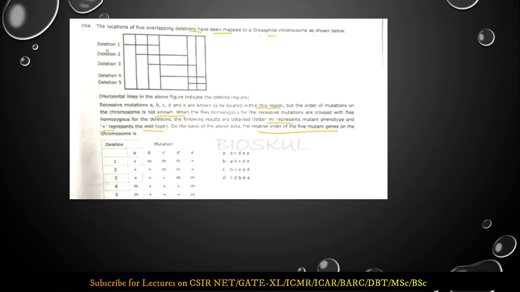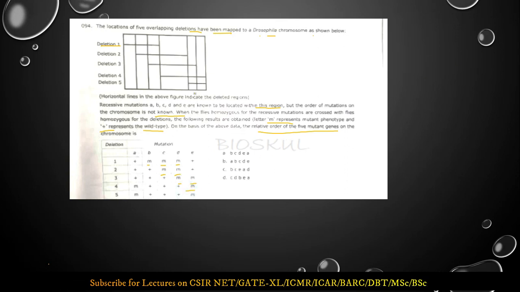So in chromosome 1, it is deleted, and it represents the region of the mutants where chromosome 1 is mutated. It is mutated at points B, C and D. Okay. Then chromosome 2 is mutated at points C and D, chromosome number 3 is mutated at points D and E, and 4 is mutated at E and A.